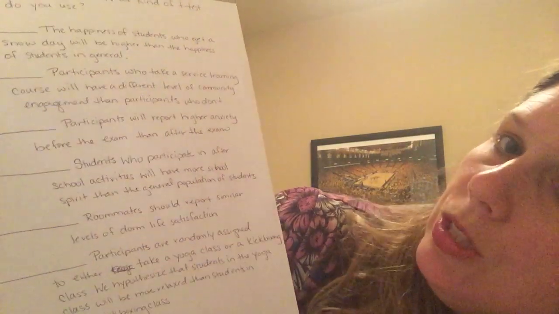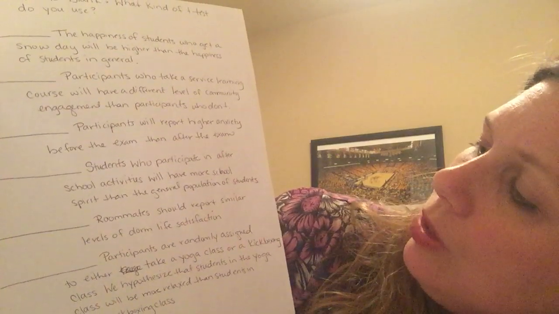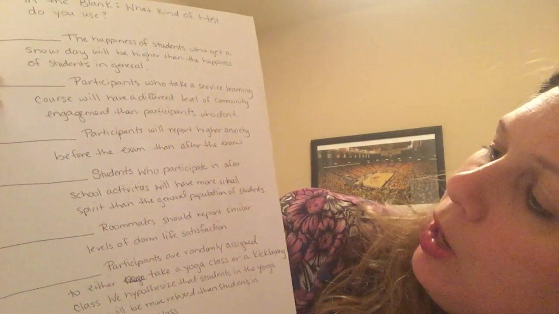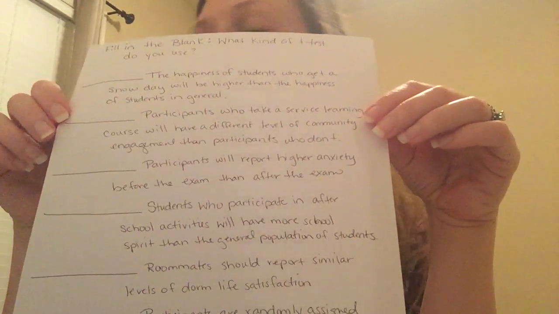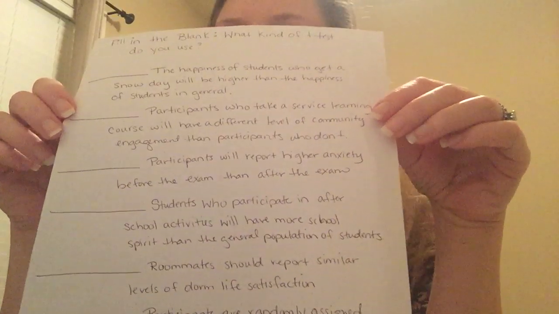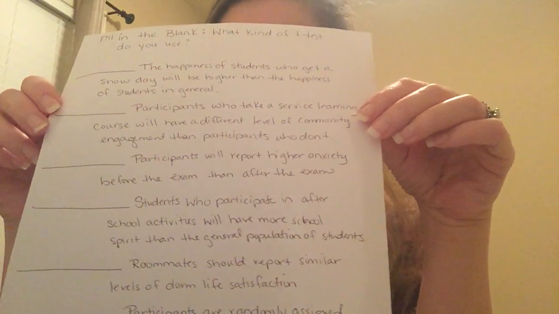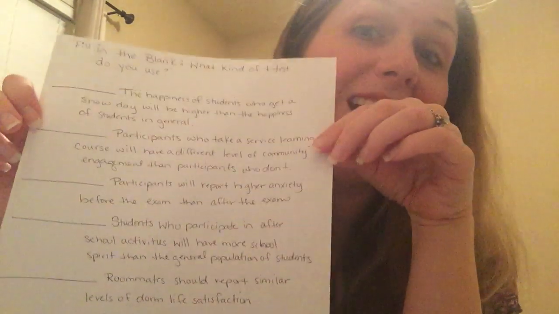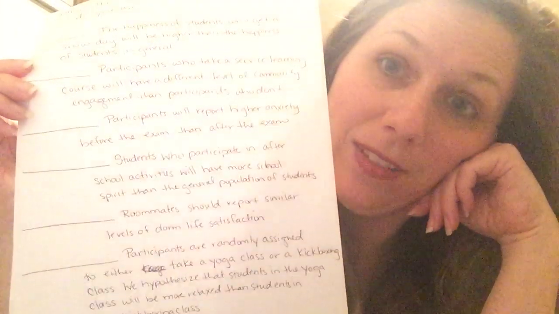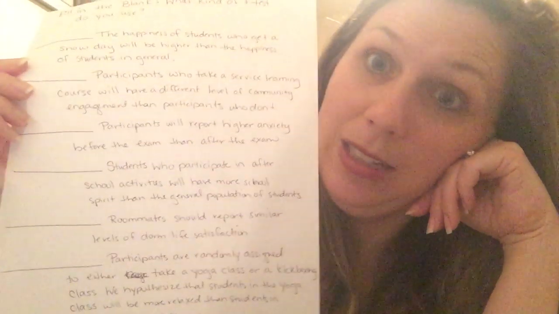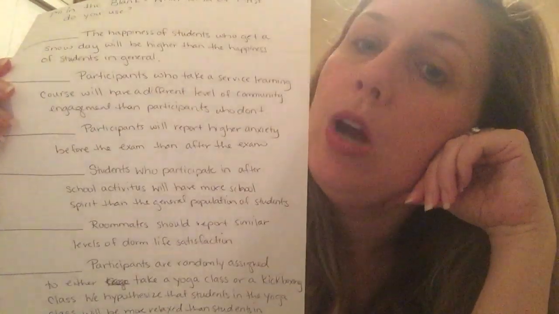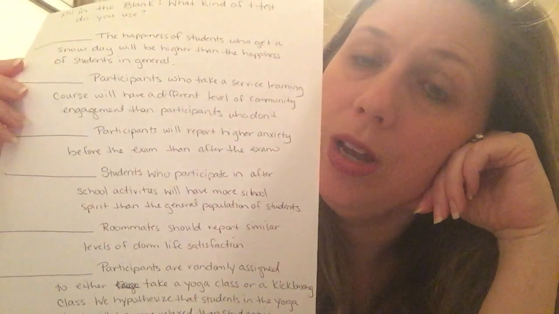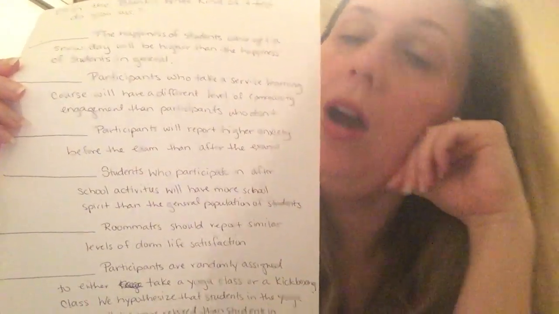Students who participate in after-school activities will have more school spirit than the general population of students. Hopefully this one's the easiest one so far. Why? Because they say that population word, so you know that this is a one sample t-test, because you're comparing a group of people against a population.